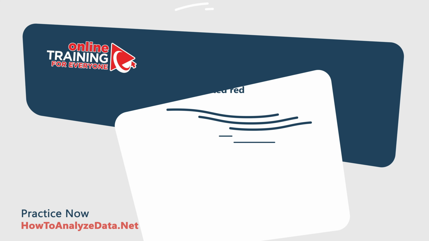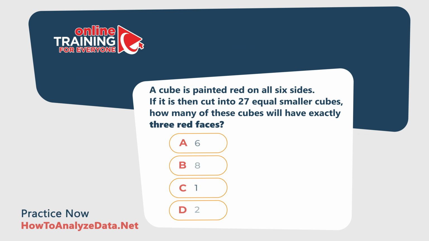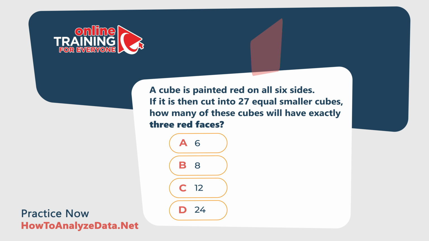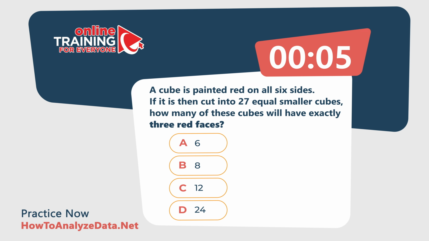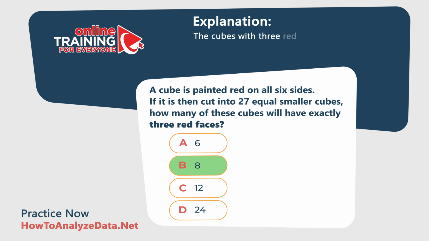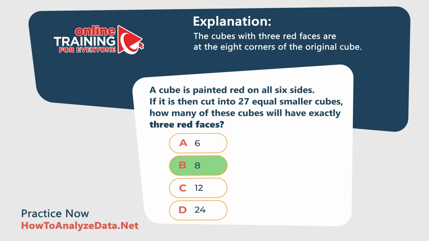A cube is painted on all 6 sides. If it is then cut into 27 equal smaller cubes, how many of those cubes will have exactly 3 red faces? Choice A, 6, choice B, 8, choice C, 12, and choice D, 24. The correct answer is choice B, 8, and here's why. The cubes with 3 red faces are at the 8 corners of the original cube.